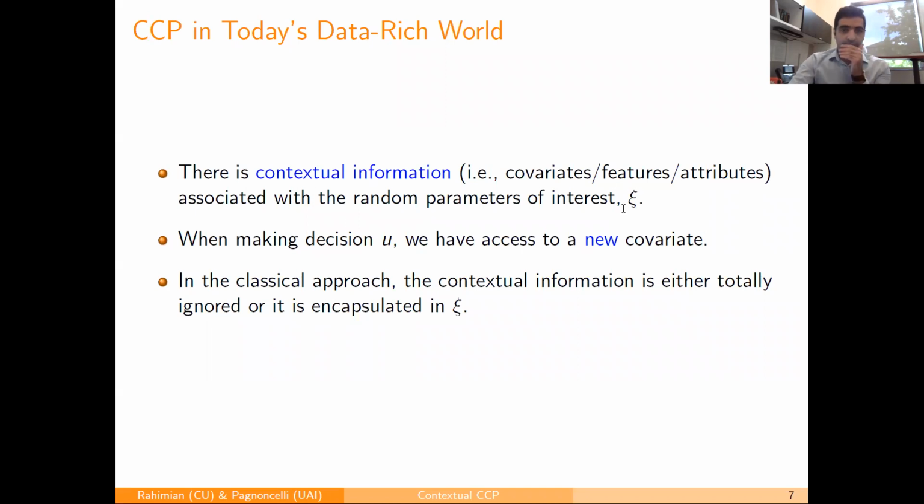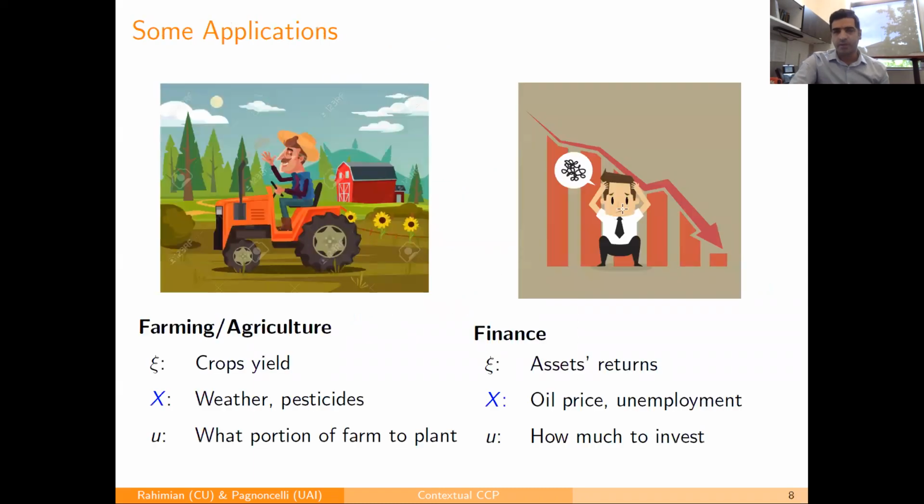So what I'm going to talk about in the rest of the talk is how to augment the classical chance constraint program and use contextual information, and have a framework that takes care of that information so that we can make smarter and more intelligent decisions. Let me bring back the applications that I mentioned earlier in the talk.